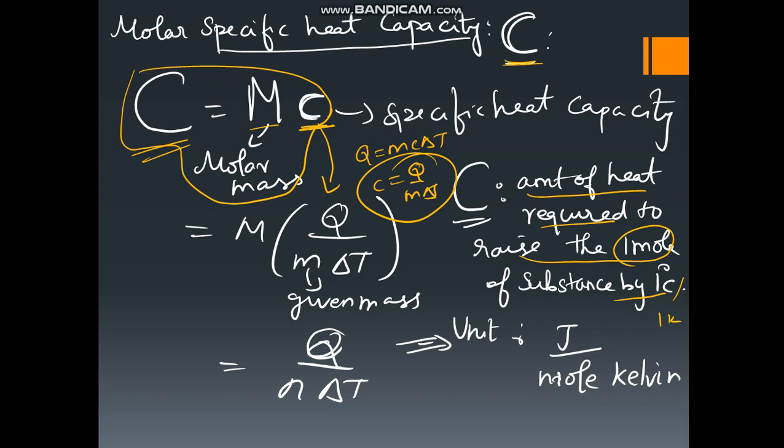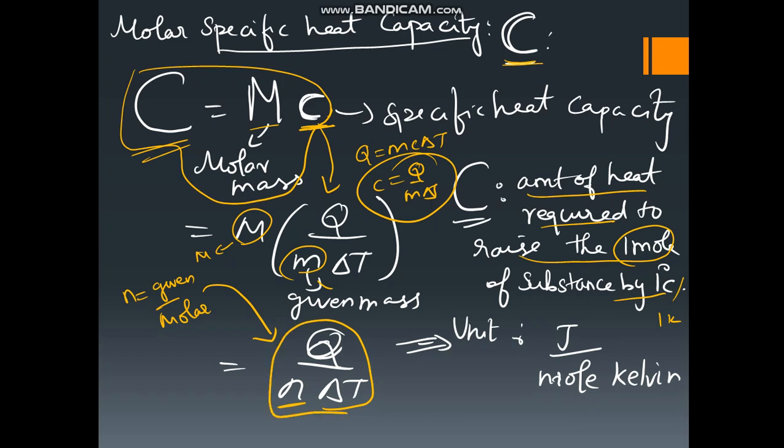If we substitute here, this mass is the given mass and this mass is the molar mass. Number of moles is given mass divided by molar mass. So substituting, it is Q divided by number of moles into delta T. Then what is the unit of this capital C? Unit of capital C is joule divided by number of moles into Kelvin. So joule per mole Kelvin is the unit of molar specific heat capacity.